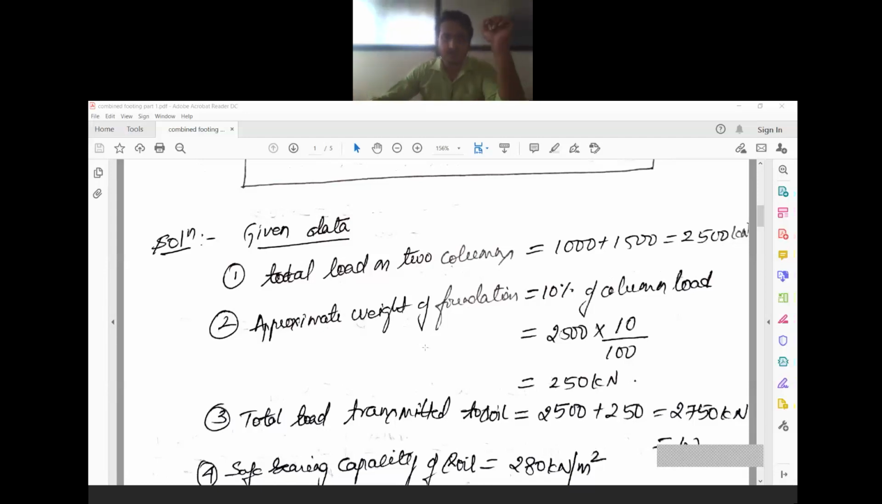So total load on two columns, they have given two loads. So it is 1000 plus 1500. Total column load is 2500 kilonewton. So this is one type of load which is coming from the columns on to the foundation.